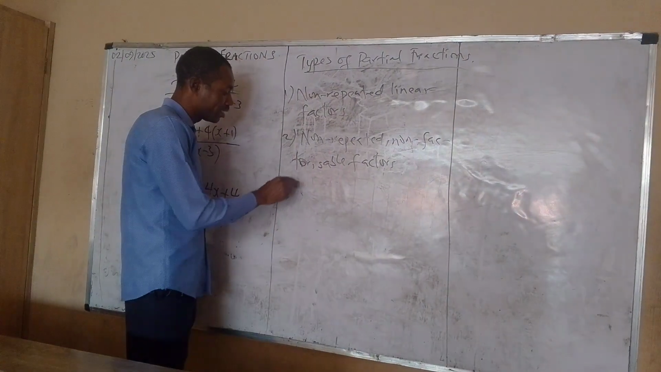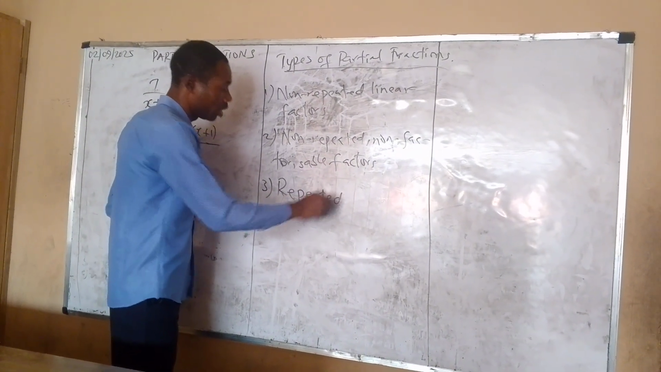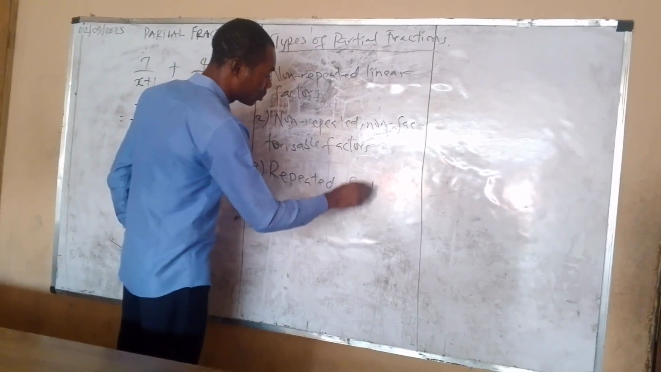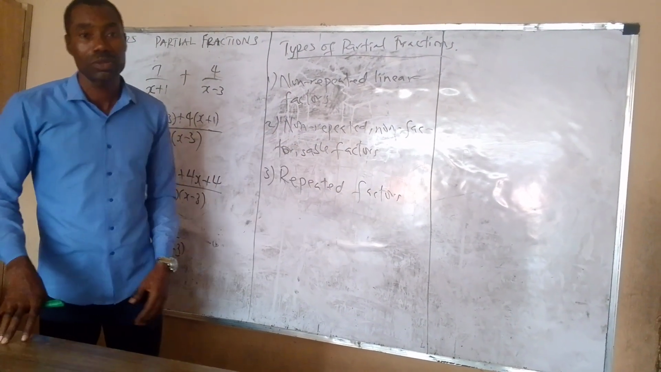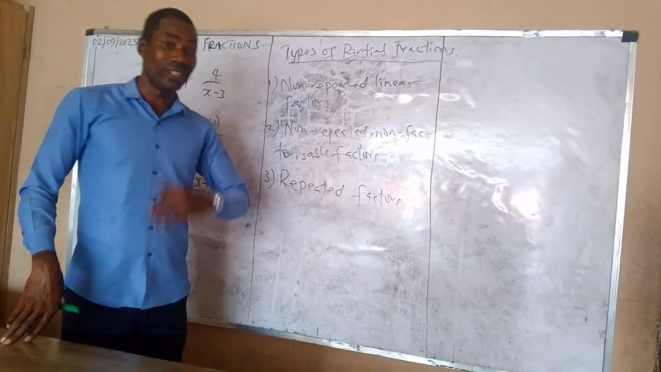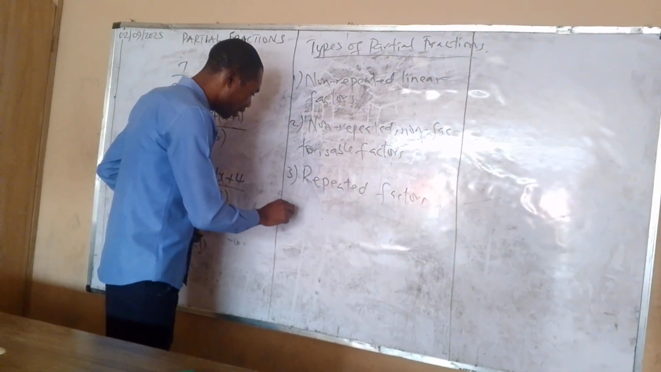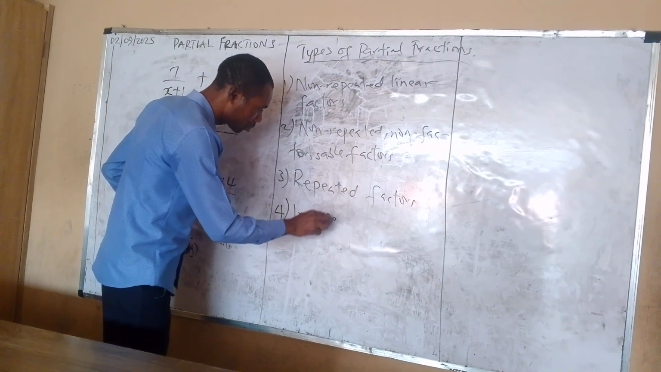Number 3 is repeated now, repeated factors. Don't forget the first 2 are non-repeated. This one will be repeated. Whether it is a linear factor, a quadratic factor, a cubic factor, it is repeated. How do I resolve it? And then finally, number 4, we have the improper fraction.